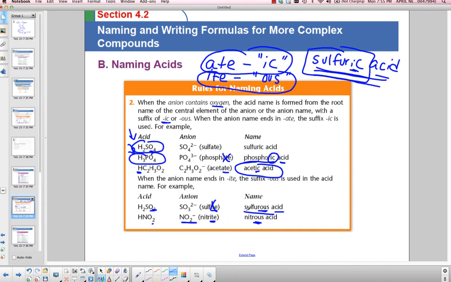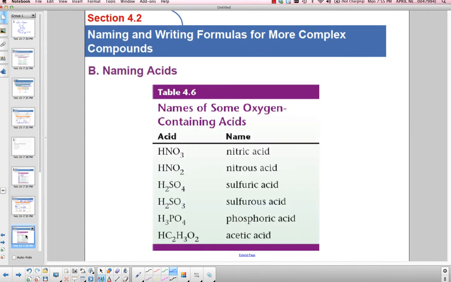Okay, so these just take a little bit of practice, but they're pretty easy once you get the hang of them. So here's just another review. The higher oxygen has nitric, ate goes to ic, ite goes to ous. This was sulfate, so it goes to ic. This was sulfite, so it goes to ous. This was phosphate, so it goes to ic. Okay, and this was acetate, so it goes to acetic acid.